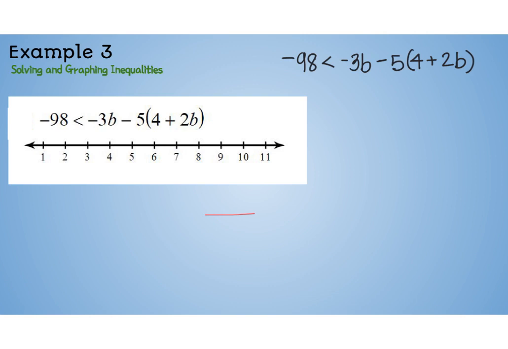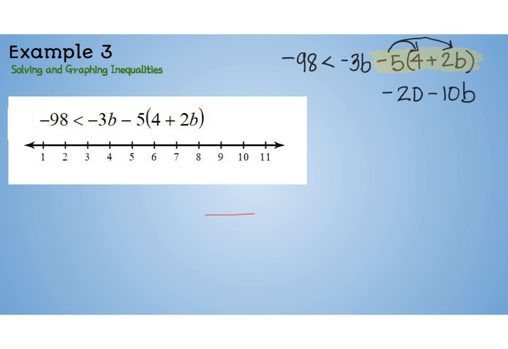So remember, just like in the warm-up, our very first step is we're going to want to eliminate parentheses by using the distributive property. And I can see that I have negative 5 times the quantity 4 plus 2b. So I'm going to distribute that negative 5 to all the terms that are inside the parentheses. So I'm going to have negative 5 times 4 and then negative 5 times 2b. That is going to give me negative 20 minus 10b.